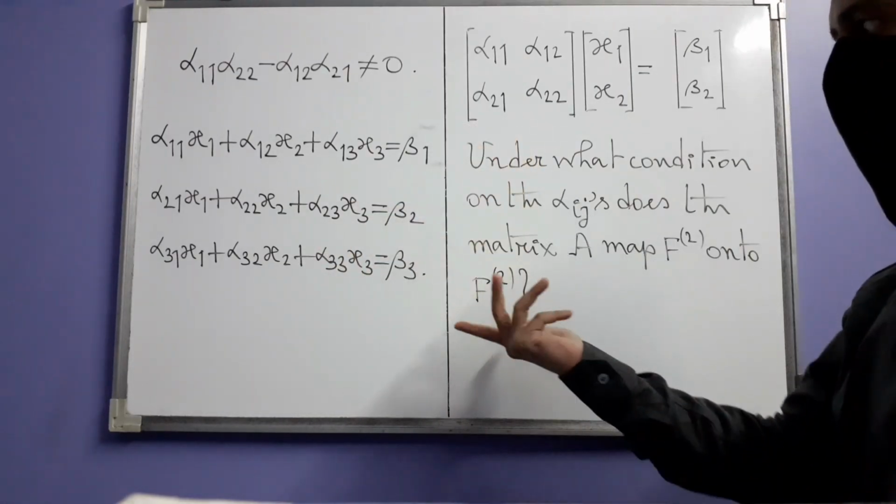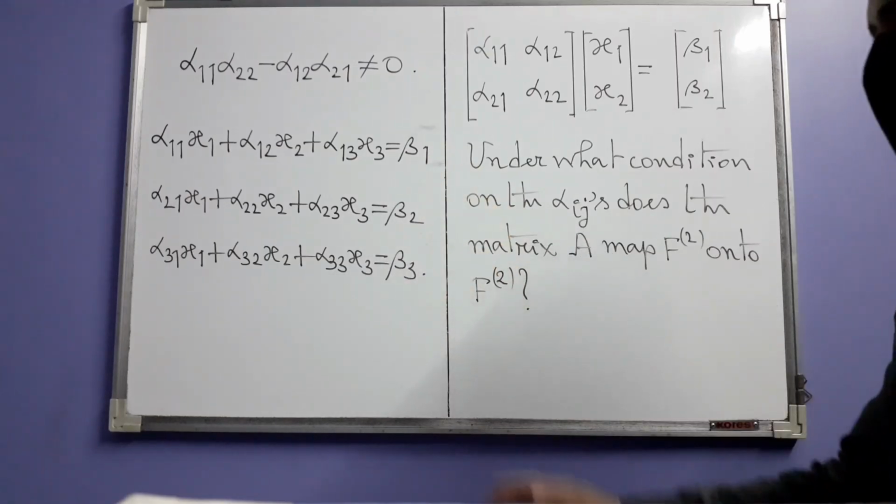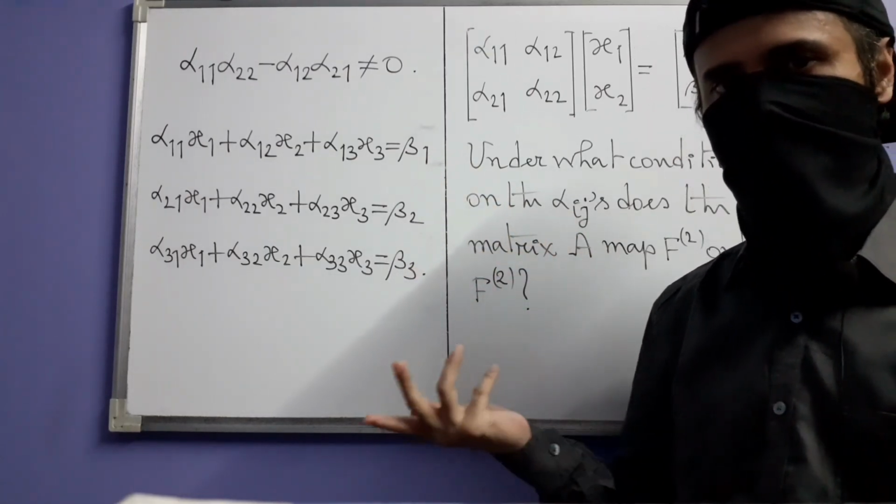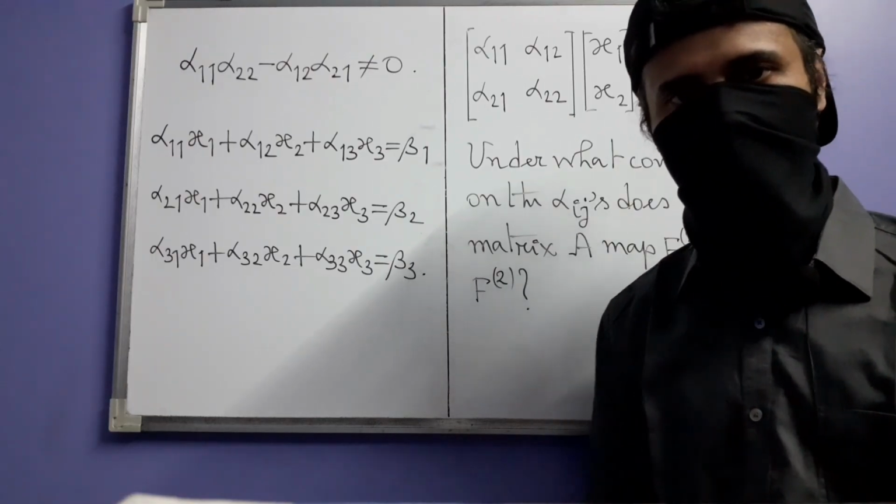And on this side again you have some betas. And all these alpha ij's and all the beta i's are again some elements from our underlying field F.